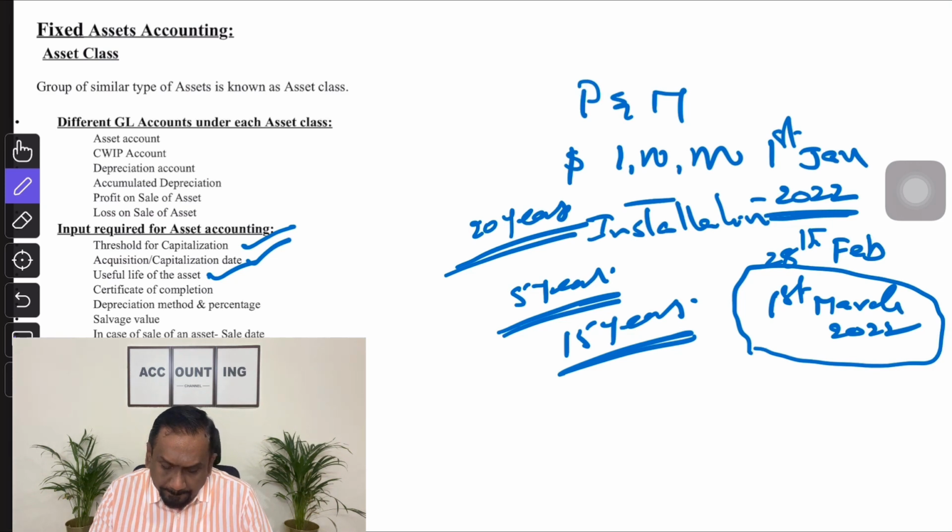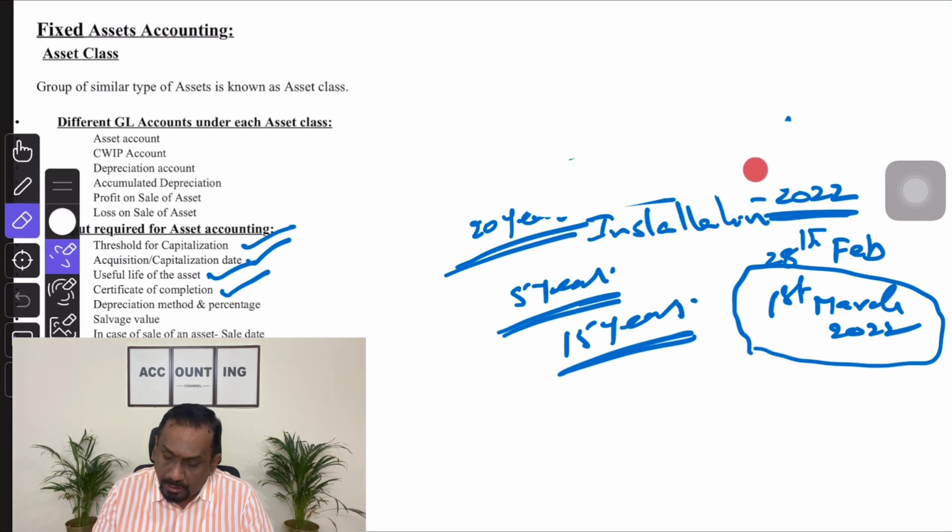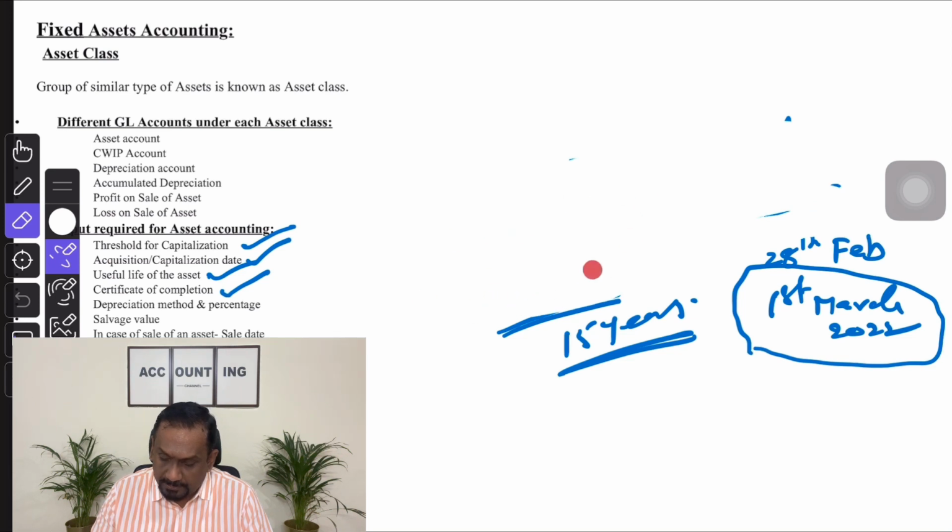Clear? Next one, certificate of completion. What do you mean by certificate of completion? This is another important point which we all need to understand. Let me clarify that.